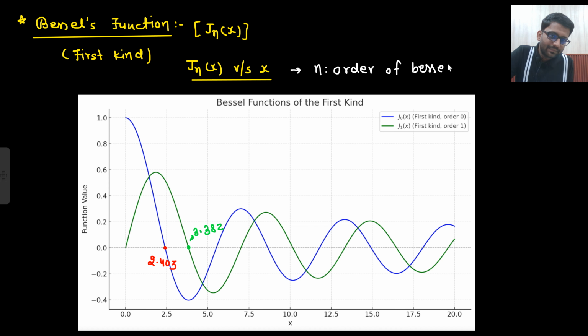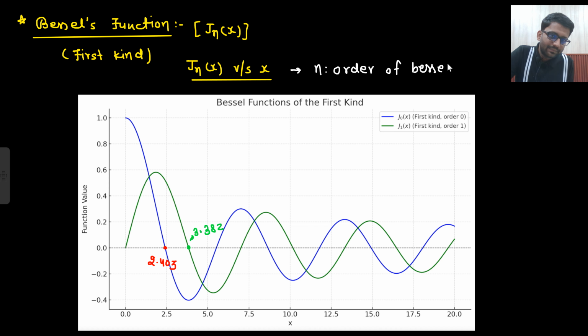What I mean to say is that this is for n equals 0. That means if you put n equals 0, the graph of J0(x) versus x will look something like this. Are you getting this point? And if you put n equals 1, then the graph of J1(x) versus x will look something like this.